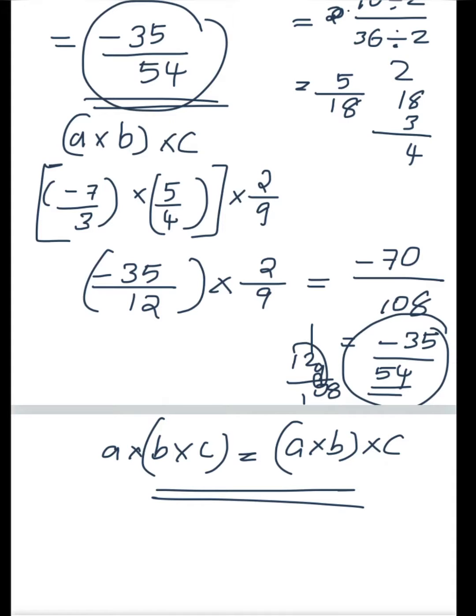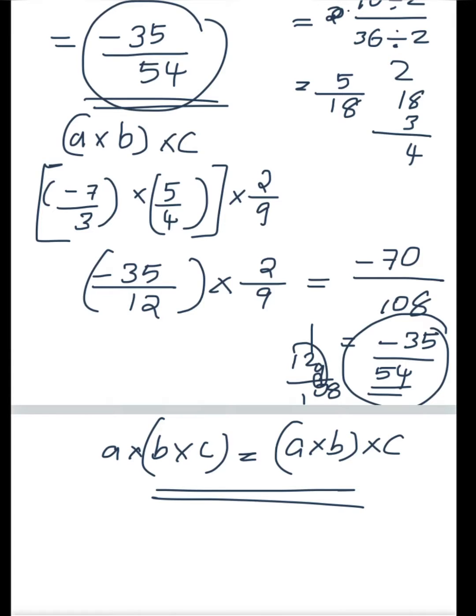Okay, if you find any difficulty in simplifying these rational numbers, we can do a separate video on simplification, then it will be more comfortable for you. Okay, so this is all about the associative property for rational numbers in the case of multiplication. So you found that multiplication is associative for rational numbers.